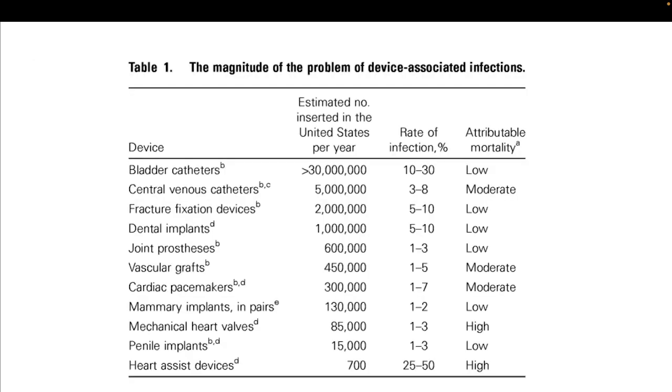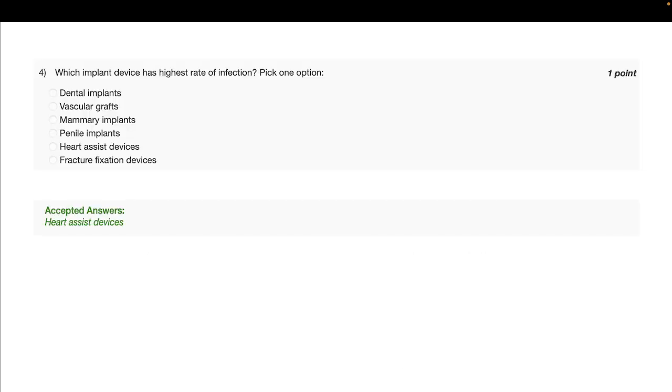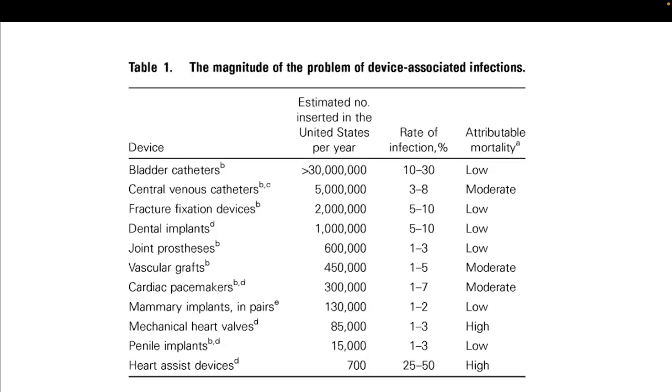There was a table in one of the lectures about the magnitude of the problem of device associated infections. In this you can see that the rate of infection is higher for heart assist devices, and these are the least used implants, all in the US. So this data is from the US, and the right answer for this question is heart assist devices. I don't believe anybody has doubt in this. There is nothing much to discuss here, so I'll move on to the next question.